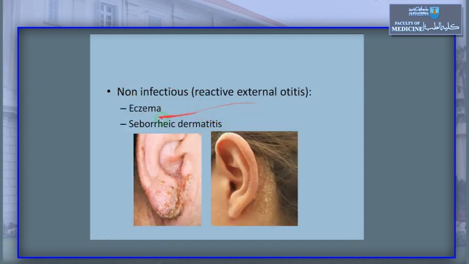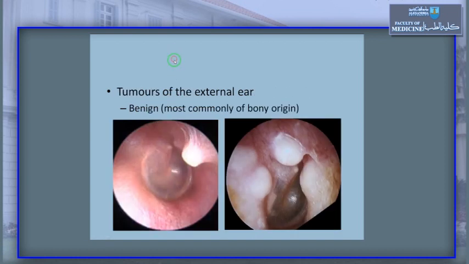Non-infectious external otitis can happen in patients who are developing repeated eczema or seborrheic dermatitis. Of course, this topic is covered more thoroughly in the dermatology curriculum.